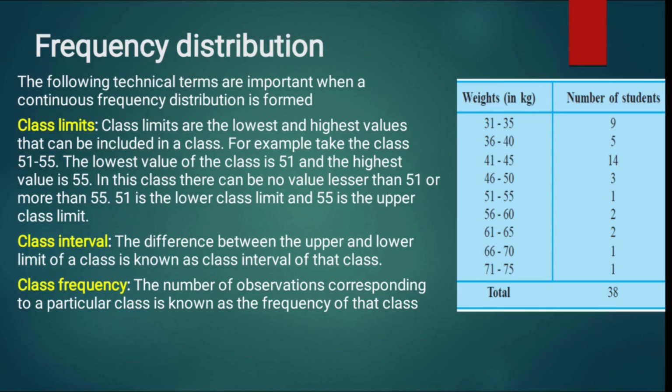Class limits are the lowest and highest values that can be included in a class. For example, take the class of 51 to 55. The lowest value of the class is 51 and the highest value is 55. In this class, there can be no value lesser than 51 or more than 55. 51 is the lower class limit and 55 is the upper limit.